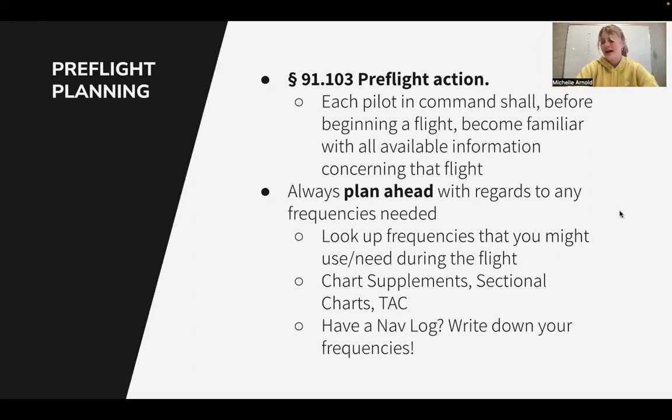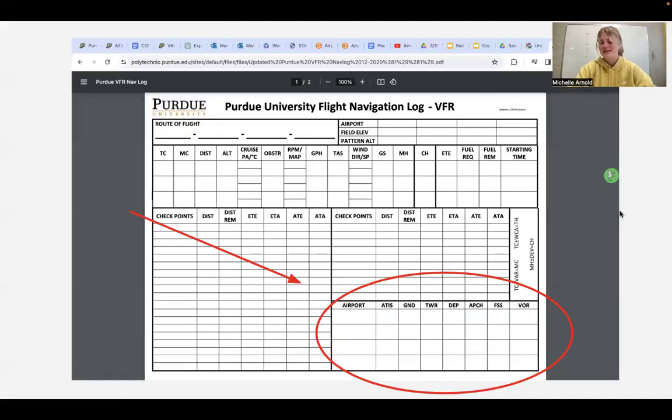If you have a nav log, make sure to write them down in the nav log. Here's a picture of one of Purdue's nav logs, and this section down here that's circled is where you would write down all of your frequencies. You want to get your ATIS, your ground, tower, departure frequency. Some airports have a different departure and approach, so you want to make sure you're aware of that and write those down. It's a good idea to write down your flight service frequencies that can be found on the sectional, and also nearby VOR in case you need to use those on your flight.